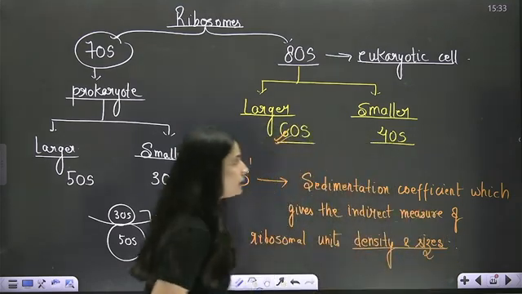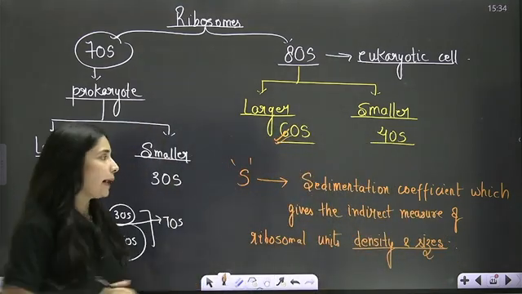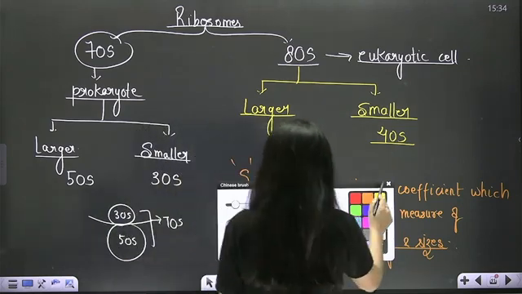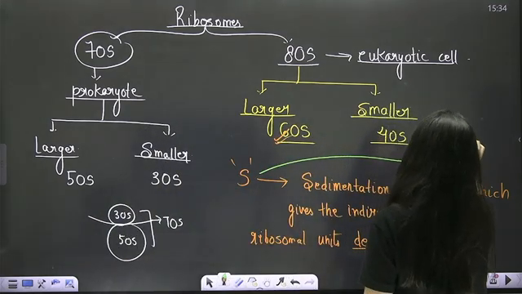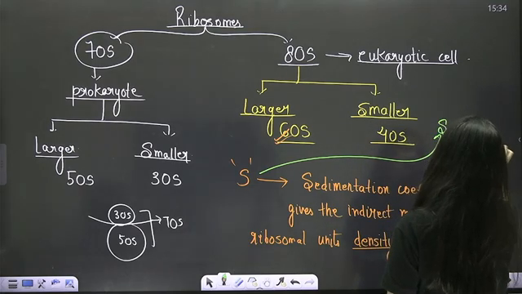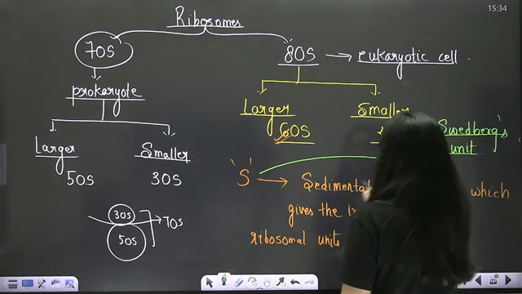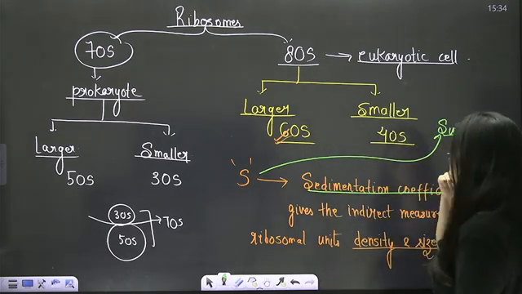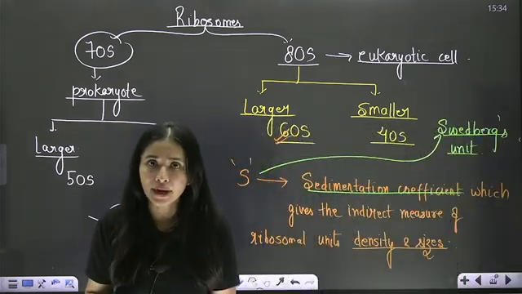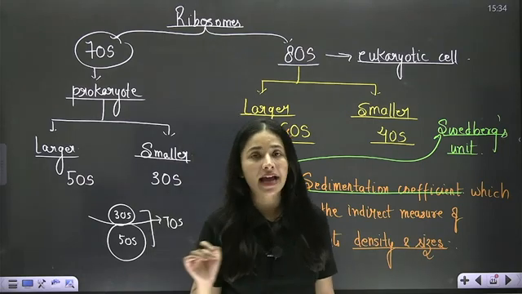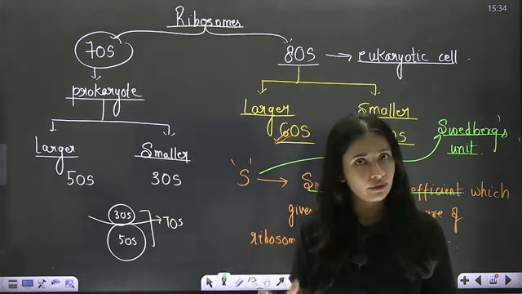Density and sizes, right? Apart from this, it was discovered by Swedberg. So S can also stand for Swedberg's unit, right? Clear? So either you call it a sedimentation coefficient or, after the name of the scientist, Swedberg unit. Got my point? I hope ribosome is absolutely crystal clear to everyone.